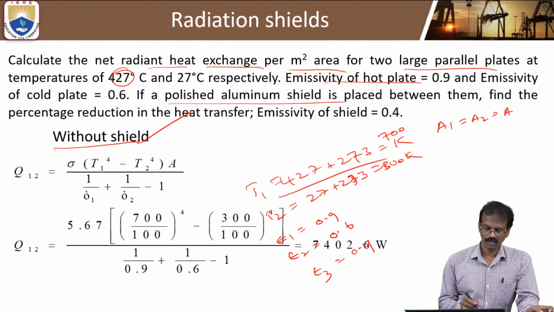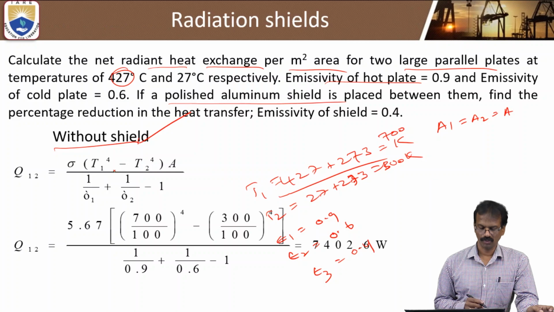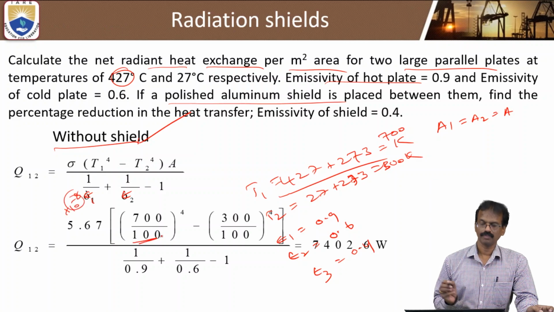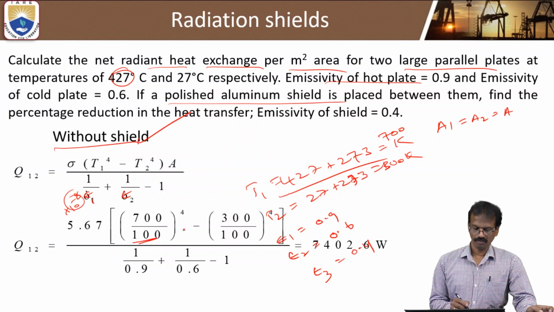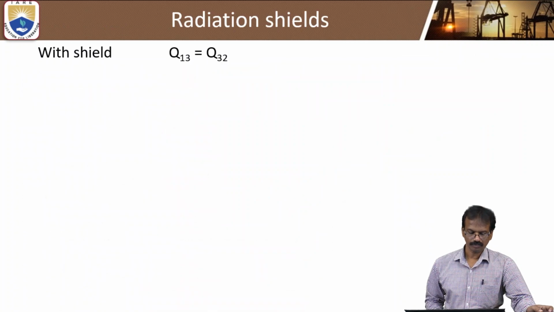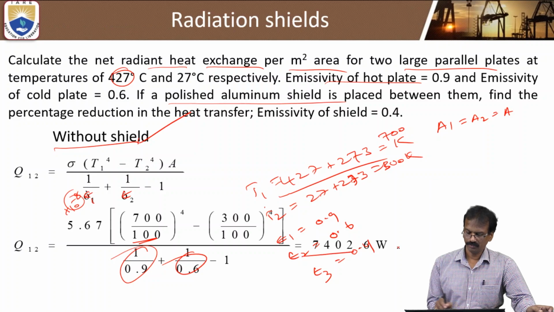The formula is equal to sigma (T1 to the power of 4 minus T2 to the power of 4) into area by (1 by epsilon 1 plus 1 by epsilon 2 minus 1). If you substitute the values, sigma 5.67 into (700 by 100) to the power of 4, because 10 to the power of minus 8, you can write it like this. So plus minus (300 by 100) to the power of 4 by epsilon 1 and epsilon 2. The value is equal to this. So this is the value.